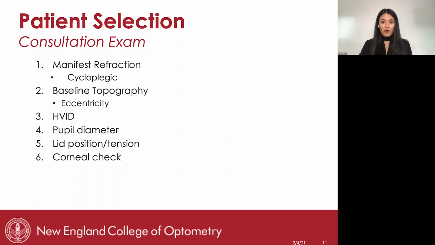All right, so what do we do at our consultation exam? We do a manifest refraction. I also do a cycloplegic refraction on all our pediatric patients. We do our baseline topography. The topography also gives us the eccentricity measurement, which tends to be helpful when we end up having some issues with correction. We do a horizontal visible iris diameter measurement. We check the pupil diameter. We check for lid position and tension, and then we, again, assess the cornea.